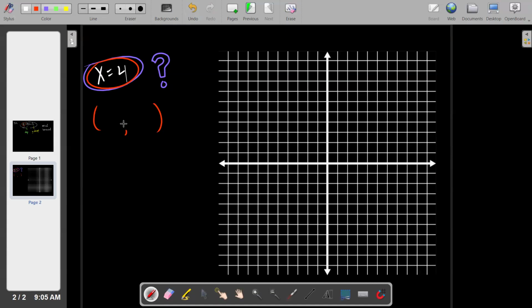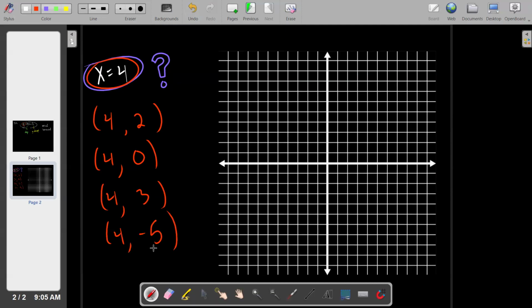I need a point with its x coordinate as 4, because that's all this equation says. You've got to have an x that's 4. So here you go. I'll give you one. (4, 2). What's that? You say (4, 0)? Yeah. I'll take it. Give me another one. (4, 3). How about (4, -5)? Can I do that? I could do this all day.